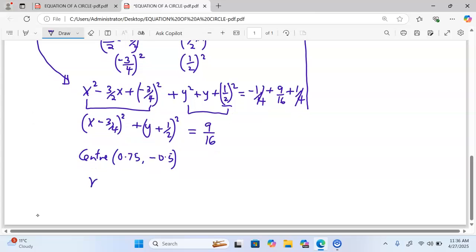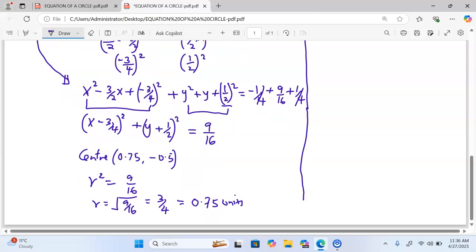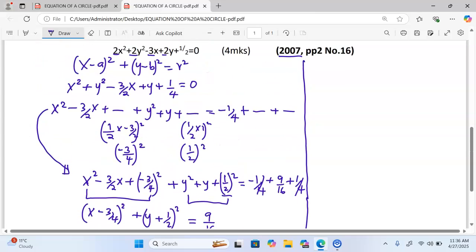Then we know radius squared is going to be equal to 9/16, meaning radius is going to be the square root of 9/16, giving us the square root of 9 is 3, over the square root of 16 is 4, and this one gives us 0.75 units. That is how we get the coordinates of the center and also the radius.